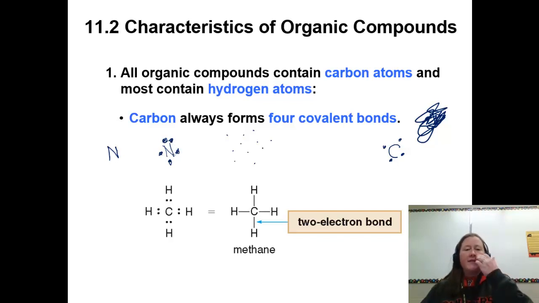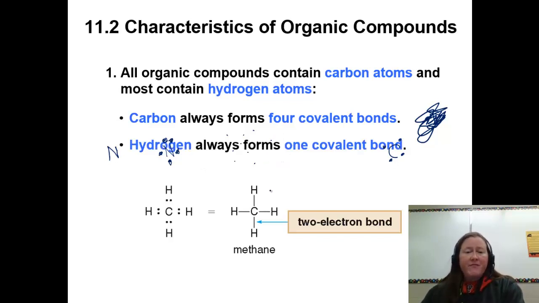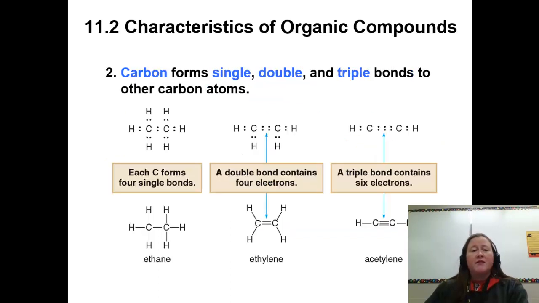Alright, so if we look at this dot structure, we can see that nitrogen has 3 electrons by itself, so it commonly forms 3 covalent bonds. That will be discussed also further in this presentation. Hydrogen always forms 1 covalent bond, always.